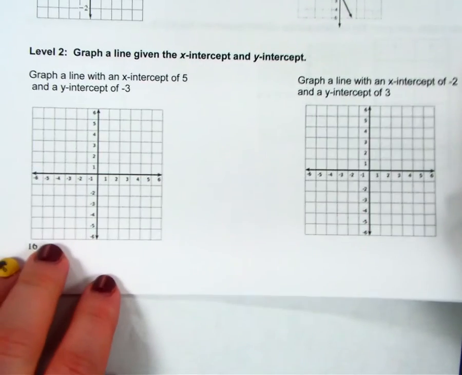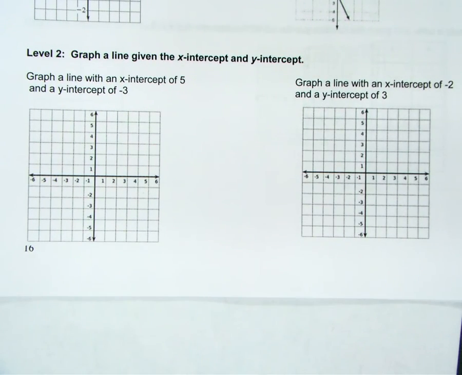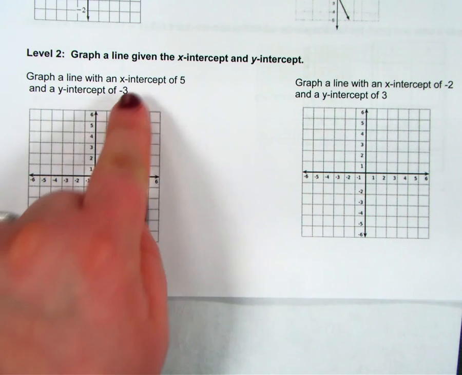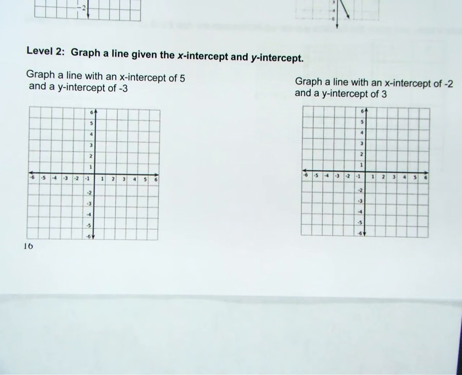Now, a level 2 gives us an x and a y-intercept and asks us to actually graph that on the coordinate plane. There's an important distinction I want you to pay attention to. You may be looking at this and saying, but Mrs. Rodriguez, you just told me that an x and y-intercept are always written as points, and I don't see these written as points. Why can't I write it like this?